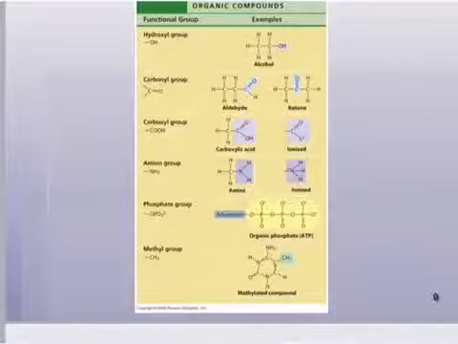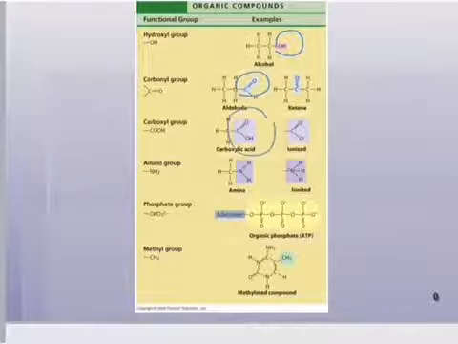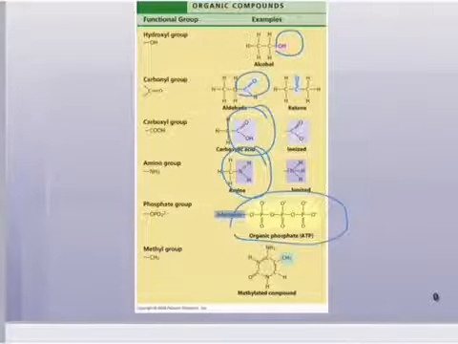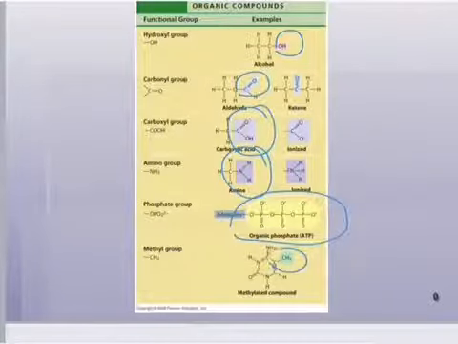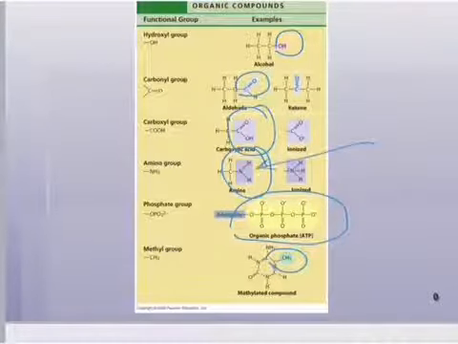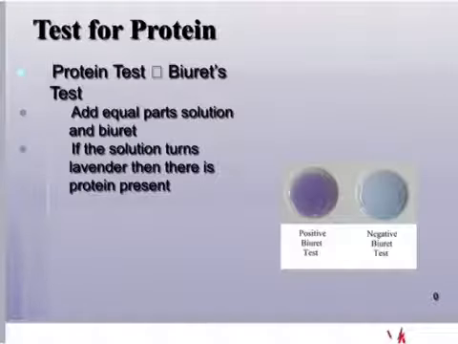When you built your lipids, you had hydroxyl groups. When you build different molecules, you'll see these carbonyl groups, carboxyl groups, amino groups. The phosphate group is present in ATP, and something called a methyl group is right here. Again, don't memorize, but you do need to be able to recognize an amino group and a carboxyl group when you see them in these amino acids.